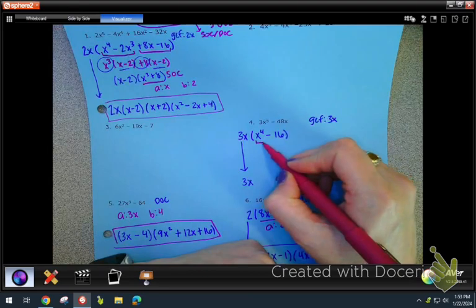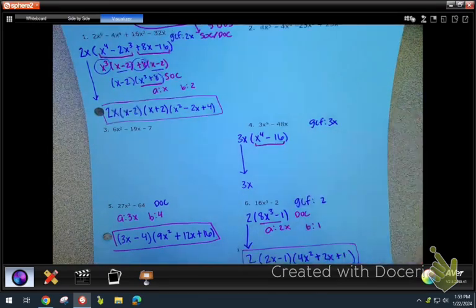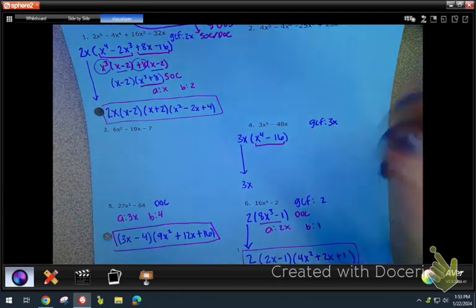Okay. And this is a pattern that we have seen before. We just haven't seen it with an x to the 4th, but it still follows this pattern. Do y'all remember what my favorite factoring pattern is? No.